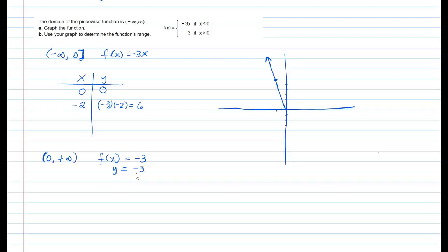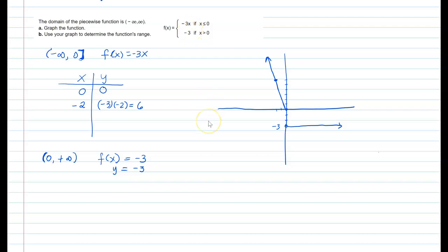And then you have to put a hole here at x equals 0, -3, because x equals 0 is not included. So that means a hole on that part of the graph. Then you have this horizontal line here that extends also up to infinity. So this is the graph of that piecewise function.